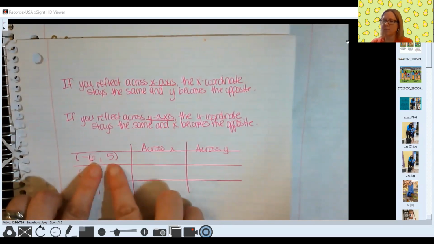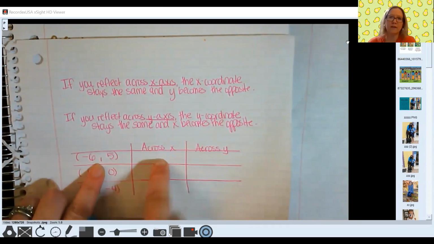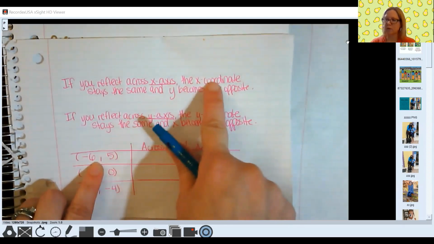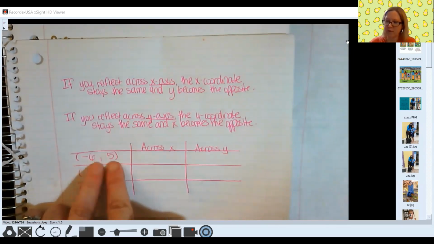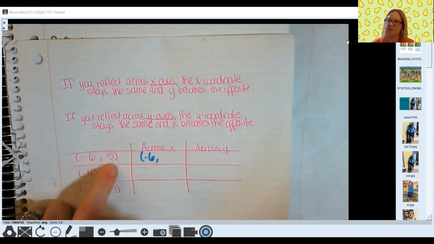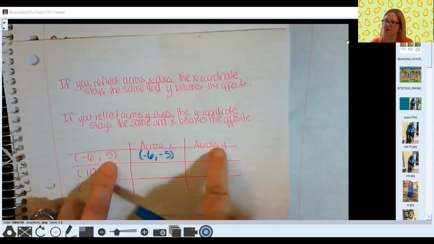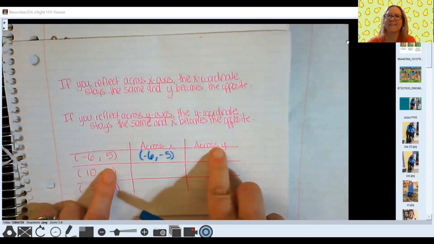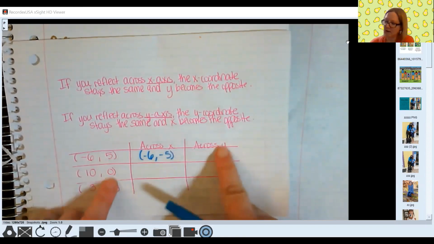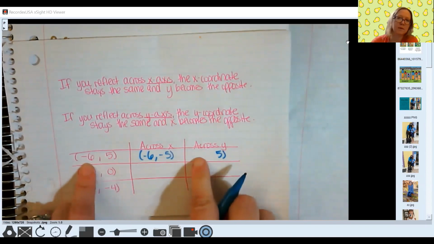All right, so if I have the point -6, 5, and I have to know what it would be if we reflect across the x-axis, well, if I reflect across x, the x coordinate will stay the same. So if I reflect -6, 5 over the x-axis, I'm going to keep -6, but the y will be the opposite. All right. On the flip side, no pun intended, or maybe it was. If I reflect across the y-axis, the y coordinate will stay the same. So that stays 5, but the x becomes the opposite.